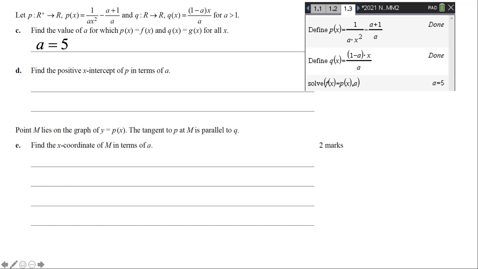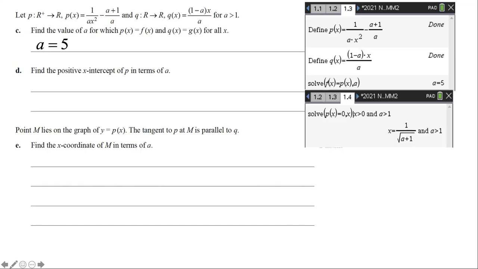Find the positive x-intercept of P in terms of A. So you're equating P of x to 0. And notice x must be greater than 0 because R plus is your implied domain, and a is greater than 1. This is the domain for the parameter. So x equals 1 on root a plus 1 only, and a must be greater than 1 to follow through. Of course, you can also put that in coordinate form, 1 over root a plus 1, comma 0.